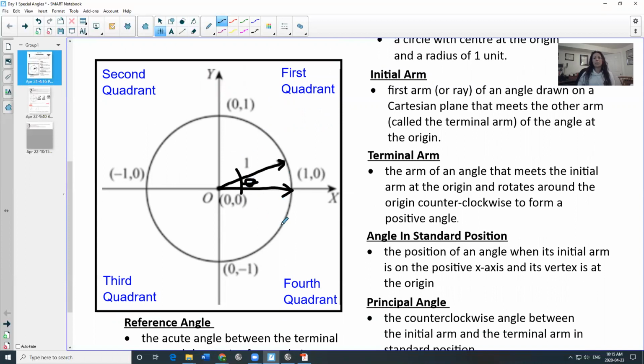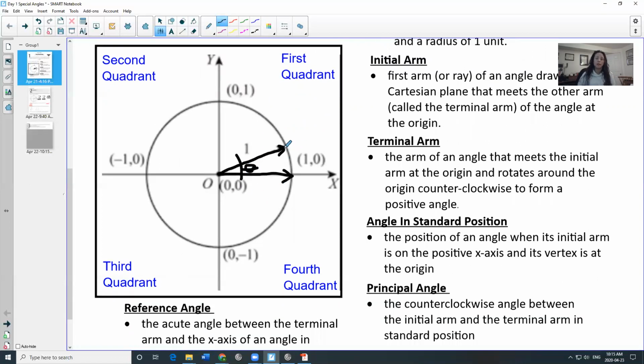Now, the principal angle, however, if this terminal arm continues to rotate, it might end up over here. The principal angle would be all the way over to the other side, okay? So your principal angle can be all the way over. But our standard position, we would consider it from our positive x-axis. So you'd have to imagine that this kind of gets flipped over and rotated as a reflection, just so you can compare it afterwards. I'm more concerned with your principal angle.